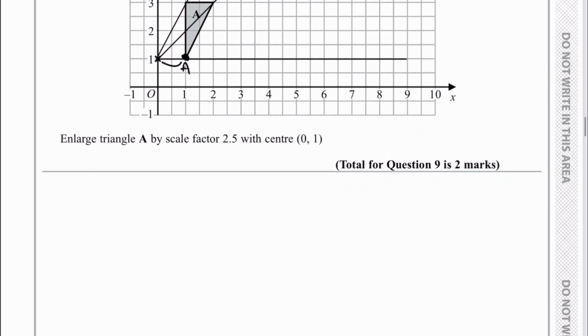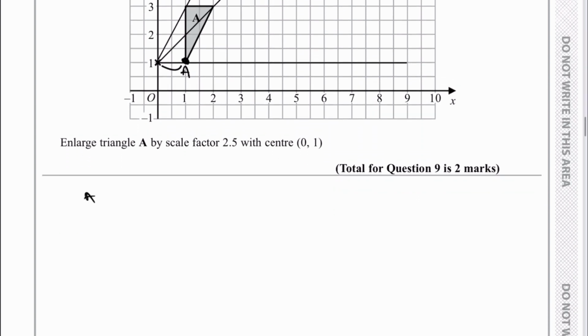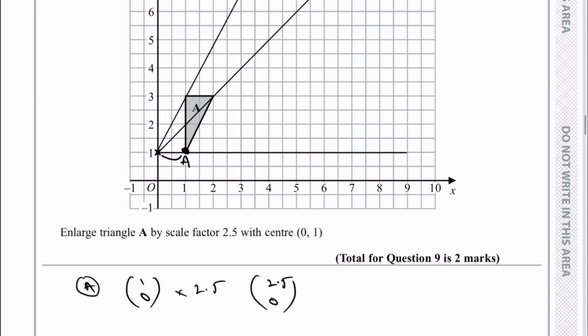So let's have a look at that. To get to A, it's going to equal a vector of 1, 0, and then I'm going to multiply that by 2.5 because I want it 2.5 times bigger. So therefore now my new vector will be 2.5, 0. So actually I can go from 0, 1 again, and this time I've got one jump, 2 jumps and half a jump, and that's going to put me here, which is my new point for point A.